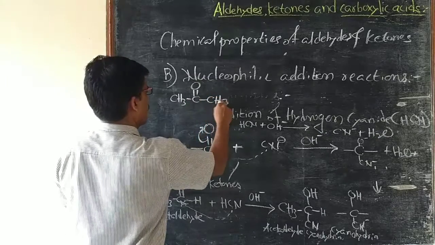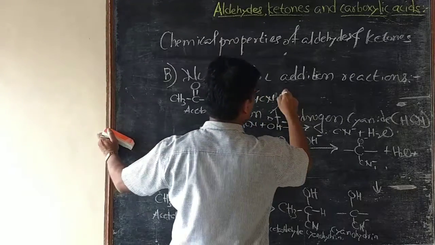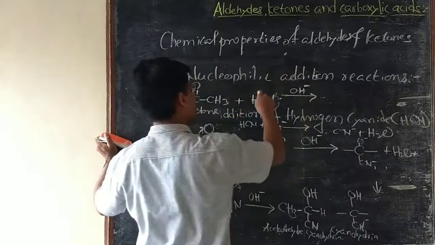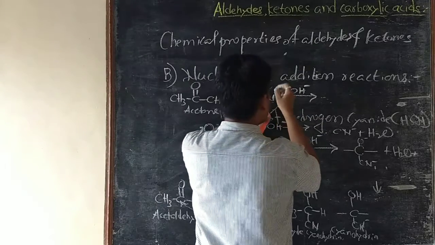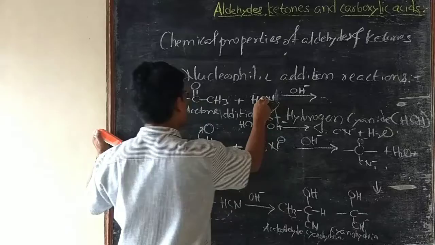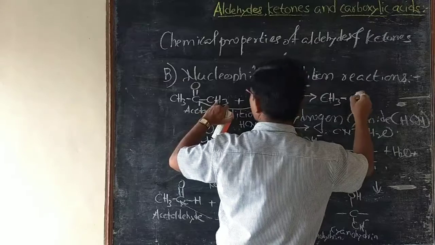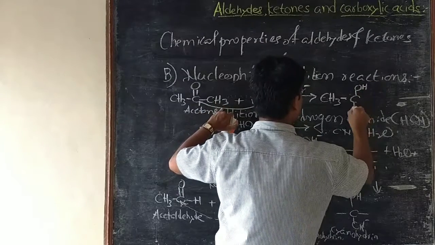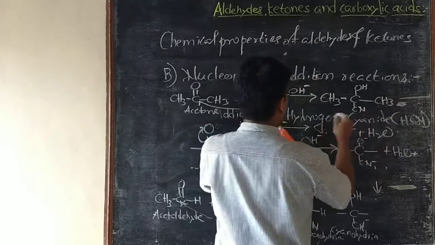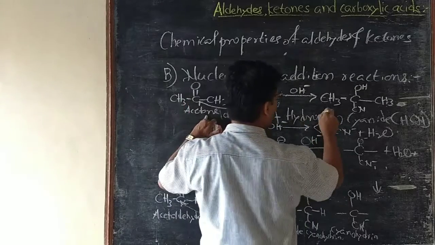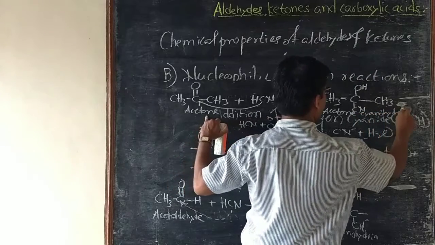Then another example is of a ketone, that is acetone, when treated with hydrogen cyanide in presence of OH minus. This OH minus combines with HCN and increases the concentration of the nucleophile CN minus, that is cyanide. This CN minus approaches the carbonyl carbon to form its corresponding cyanohydrin, that is, it forms OH, CN, and CH3. Its name is acetone cyanohydrin.